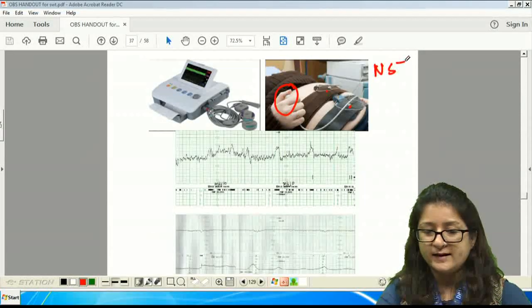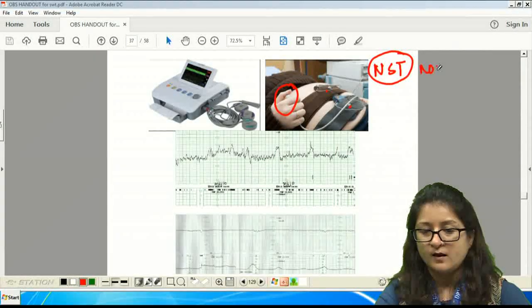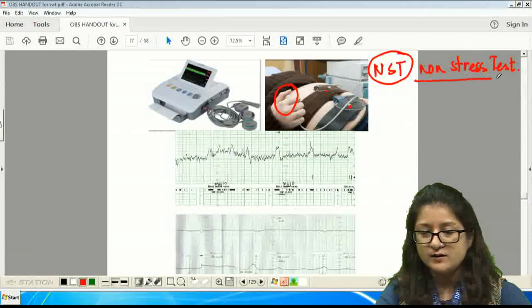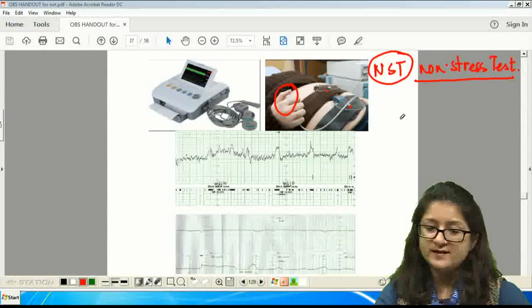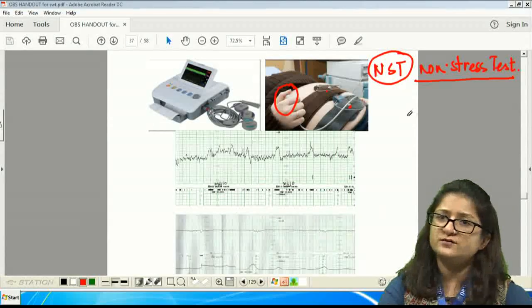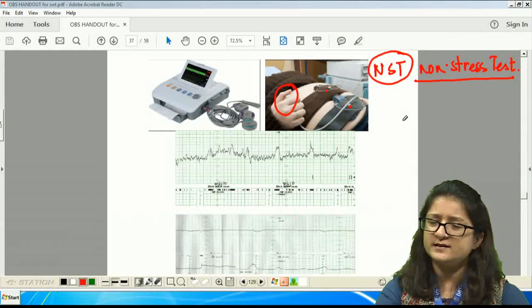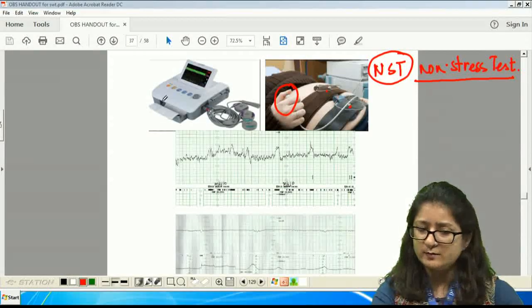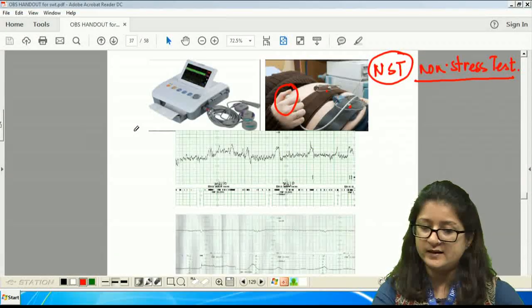An NST is being done, a non-stress test. A non-stress test means that there is no other stressful factor. First of all, the important point is that there is no labor, nothing. The woman is lying comfortably. This is the whole machine, and this is the paper trace that can be elicited.